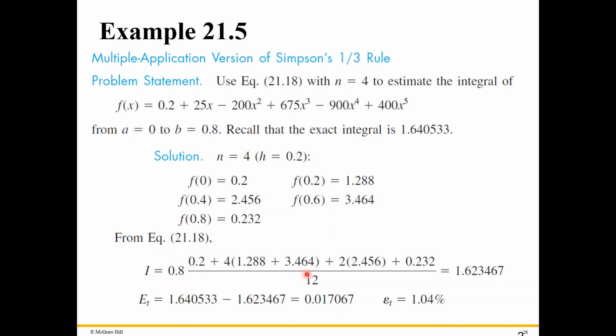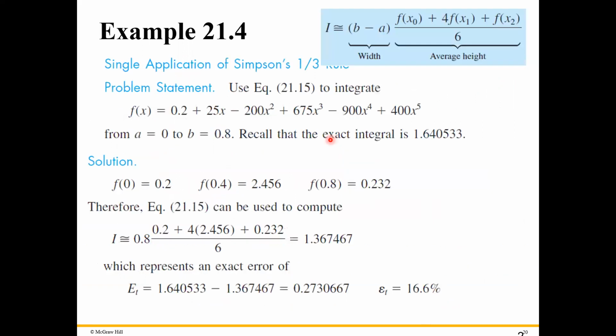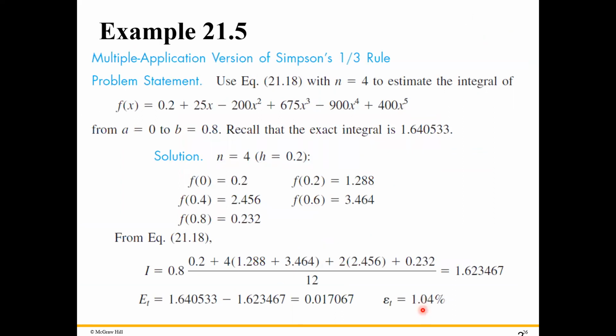In this case, you will divide by 3 times n, where n is the number of segments. So 3 times 4 is 12, and this is multiplied by b minus a, that is 0.8. So you will get 1.623467, which gives an error of 0.017. Now the percentage error has reduced to 1.04%. Remember that earlier, in the single application of the Simpson's rule, the percentage error was 16.6%, but now it is 1.04%, by taking n equal to 4.